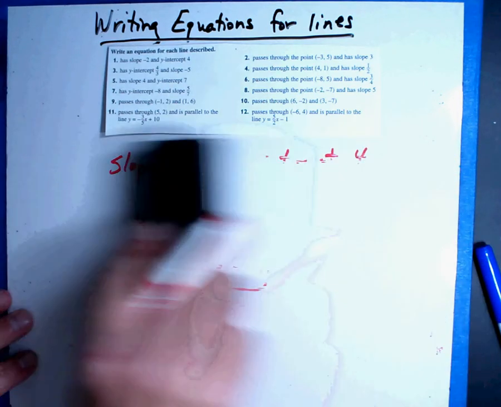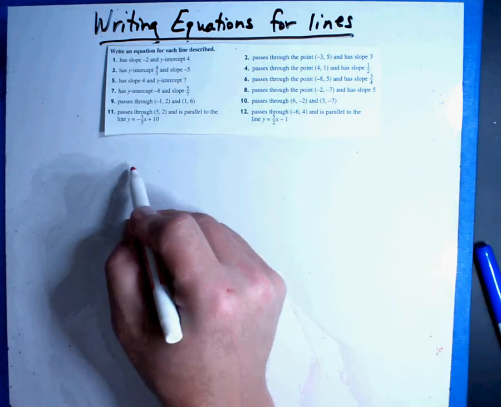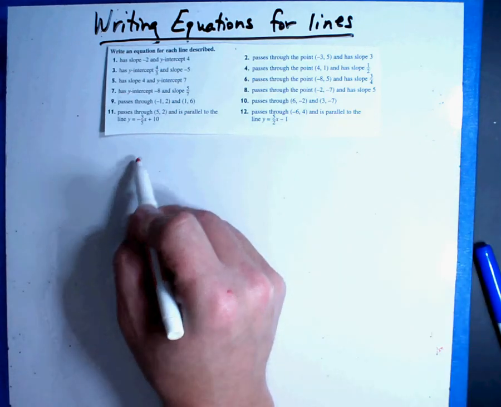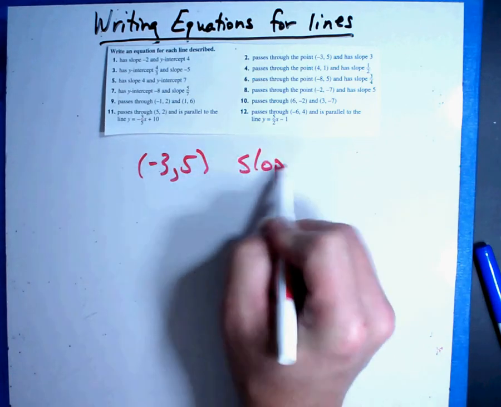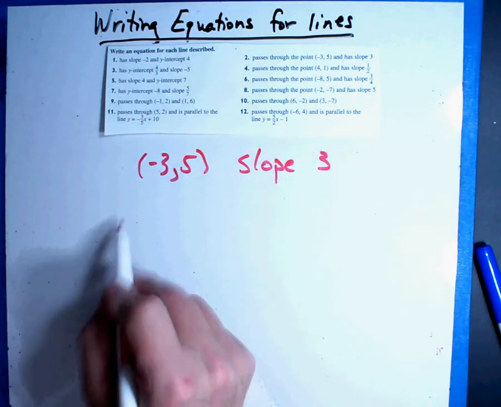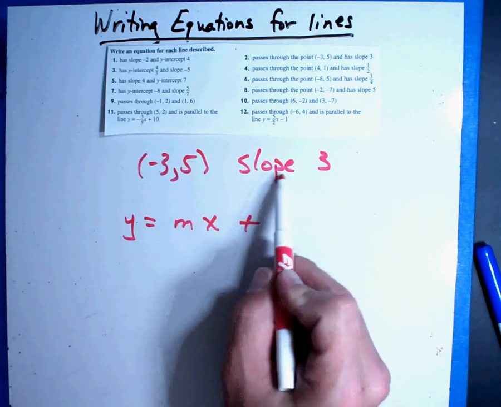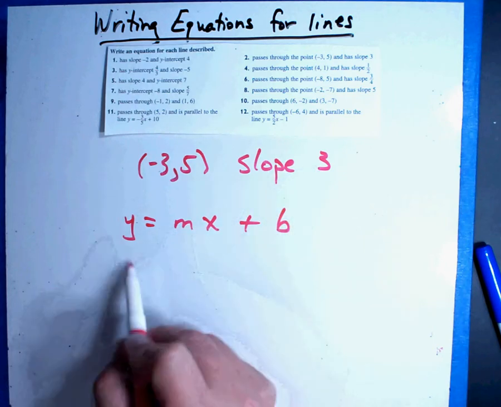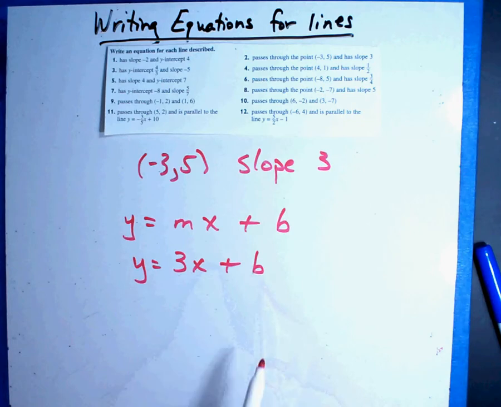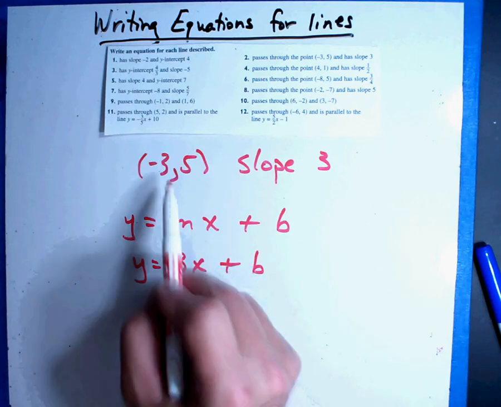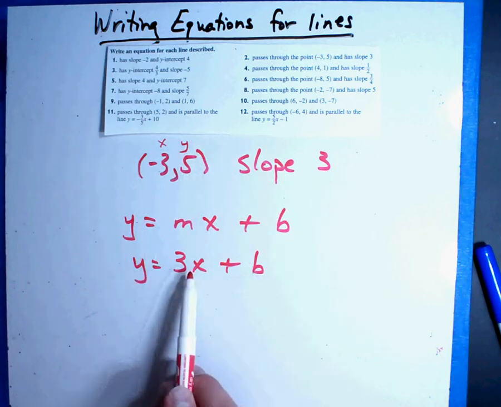Let's try number 2. Look for words that will give you big hints. A line passes through the point (-3, 5). If the slope is 3, what is the line? y equals mx plus b. Slope is 3, so that goes right there. So y equals 3x plus b. The only other thing they gave me is a point, and I know that points are x, y, and I have x and y. So let's see what we get.